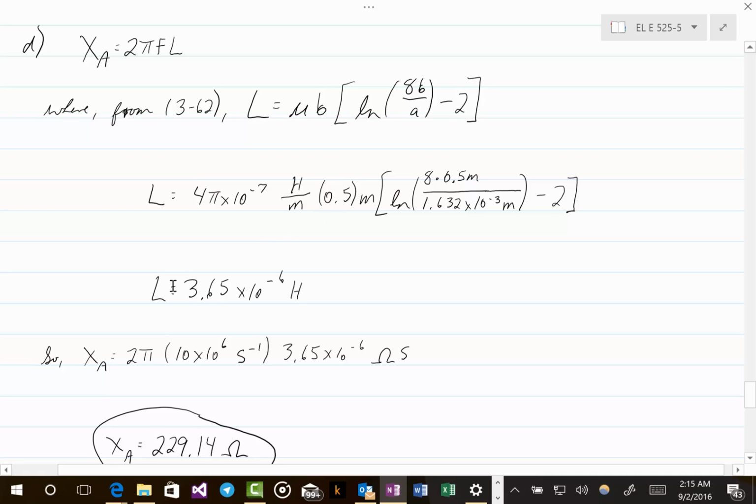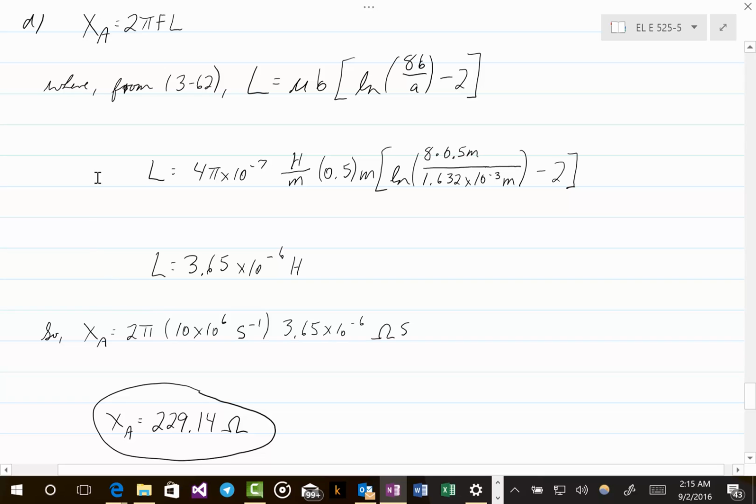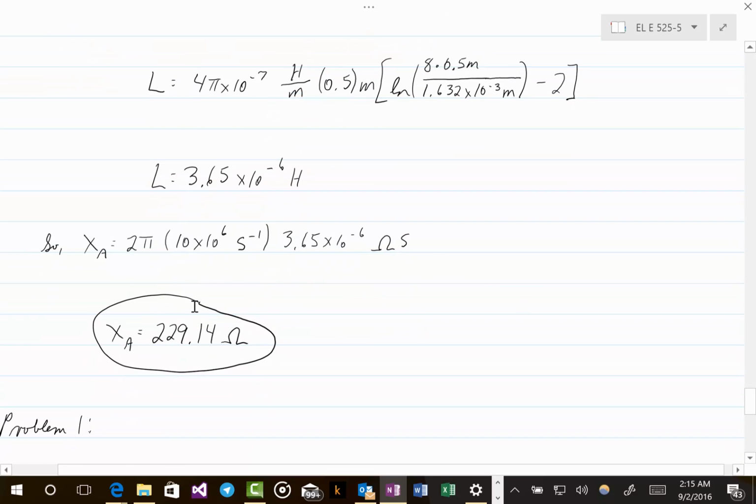And if you turn the crank on this, you get L, the inductance, is equal to 3.65 times 10 to the minus 6 henries. So the input reactance, as we set up here, is 2 pi FL. So this is 2 pi F, again, is 10 times 10 to the 6 inverse seconds, times L, 3.65 times 10 to the minus 6. And now we'll go ahead and write henries as ohm seconds, so that second will cancel the inverse seconds in the frequency, and we're then just left with ohms, which is correct for the input reactance, and our final value for the input reactance is X sub A equals 229.14 ohms.